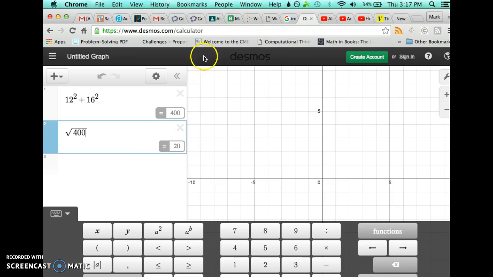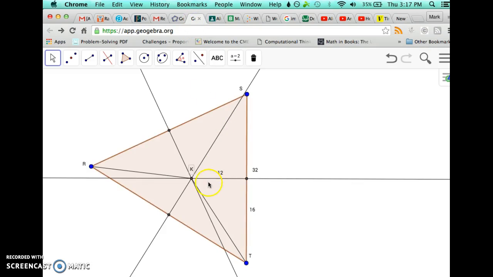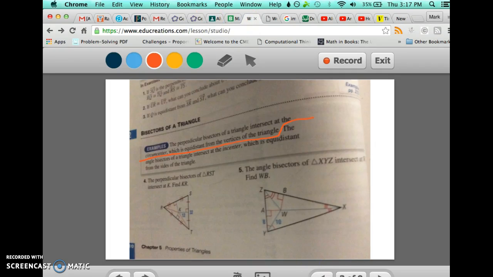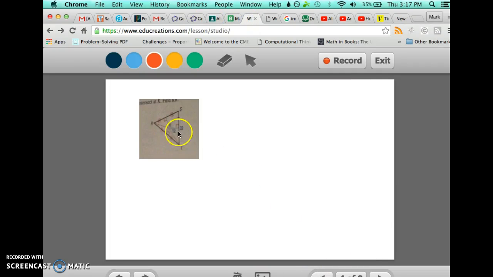Therefore, KT is 20, and since the circumcenter is equidistant from all the corners, KR is also 20. So my answer here, finding KR, is going to be 20.